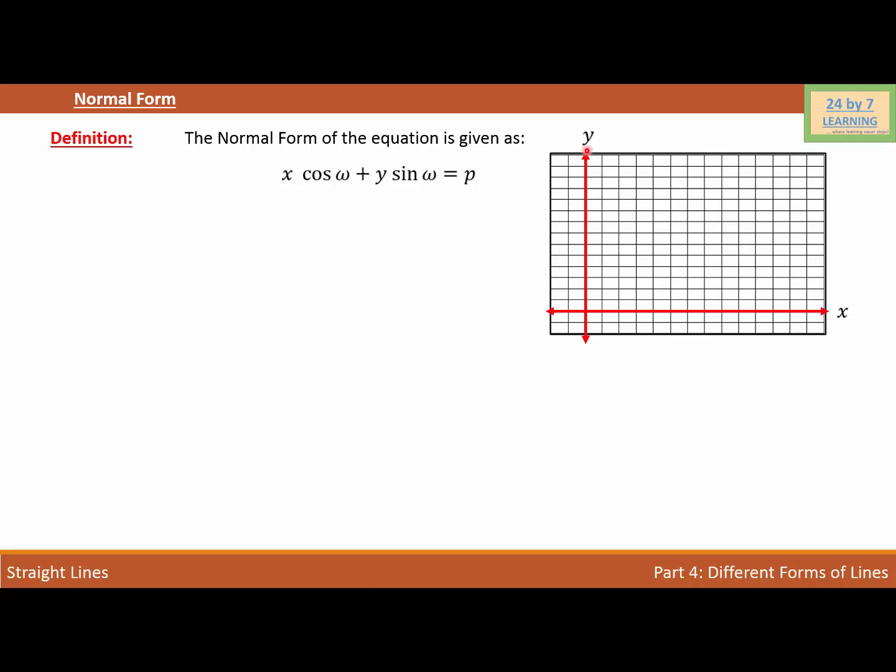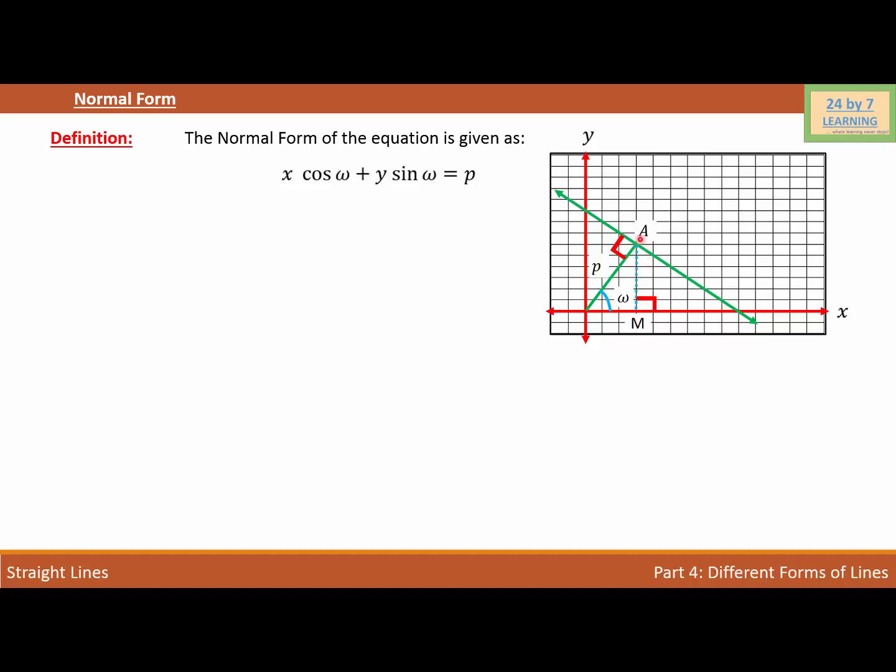So here's the graph. This is my x-axis and this is my y-axis. I'm going to consider a line. So this is my line. I'm going to drop a perpendicular from origin to this line. So this will be my perpendicular, and let the length of this perpendicular be p. And let this perpendicular make an angle of omega with the x-axis. So when we drop this perpendicular, it will meet the line at point A.